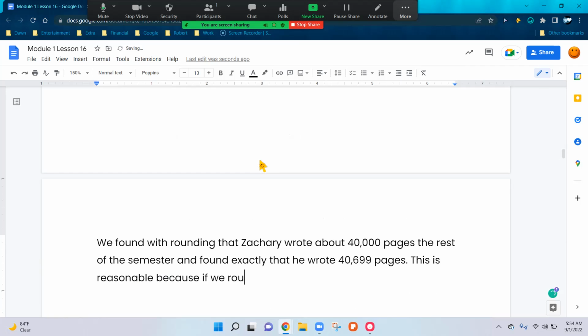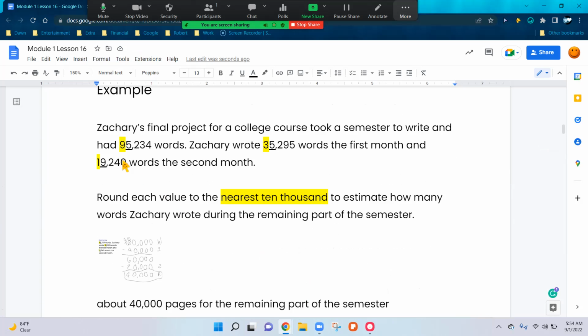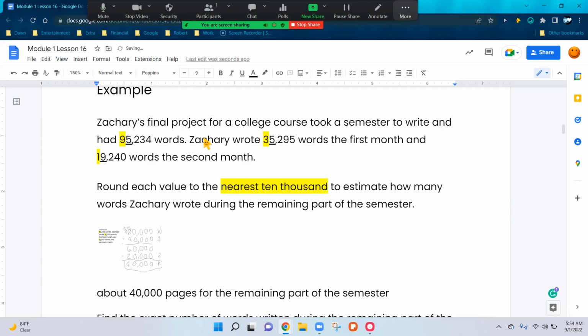because if we round 40,699 pages, we get... Okay, I got to quick go back. If we round 40,699 pages to the nearest 10,000, we get about 40,000 pages. So this is how we do. And if you don't like that it went down there, like me, I'm just going to change sizes of some things right here so that it stays all on one paper.